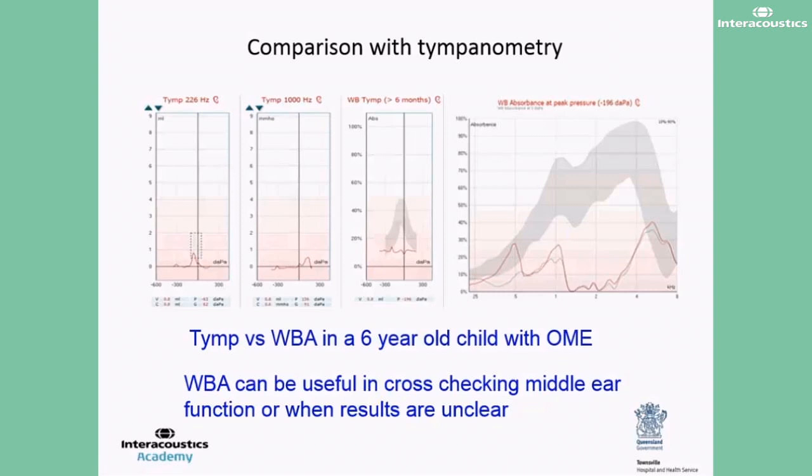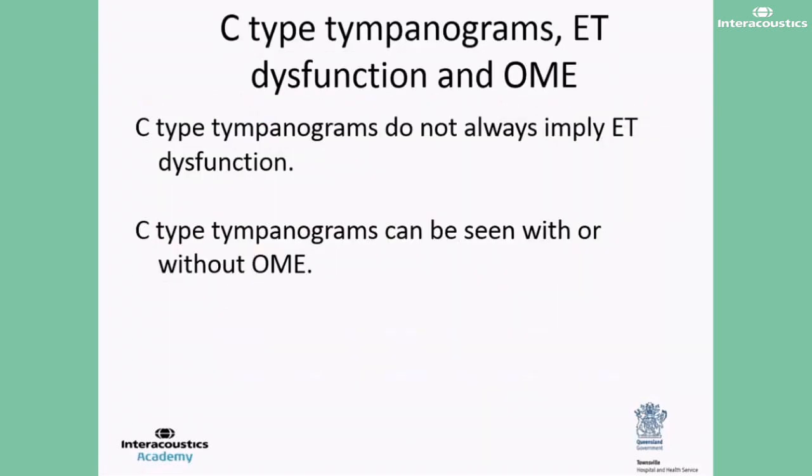Now, one of the common statements made by audiologists is that C-type tympanograms denote negative middle ear pressure and possibly eustachian tube dysfunction. However, C-type tympanograms do not always imply eustachian tube dysfunction. C-type can be seen with or without middle ear effusion. And wideband absorbance can be especially useful in determining ears with and without middle ear effusion. Let's see how it can be used to determine the presence or absence of effusion.